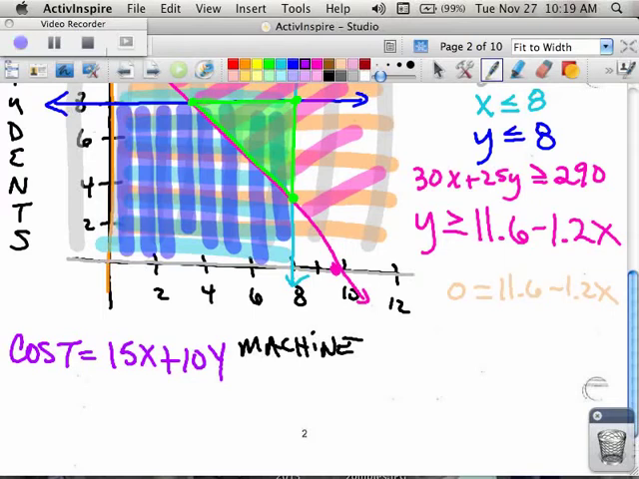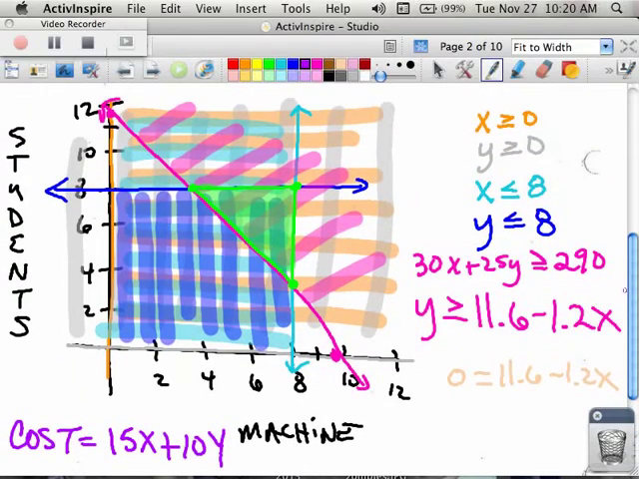In order to figure out how to minimize this cost, I'm going to look at the three vertices of the green region. So I'm going to write down the ordered pairs and figure out the cost. Let's go to the first and maybe easiest coordinate. Look at the top right corner of our green shaded triangle. What are the coordinates for that point right there? 8, 8. So I know that this coordinate is 8, 8. That's one of the points I'm going to check.